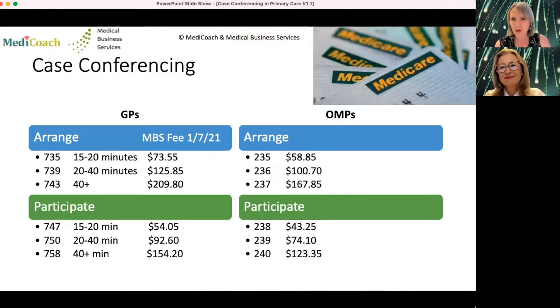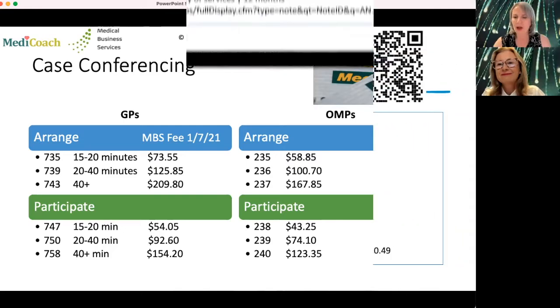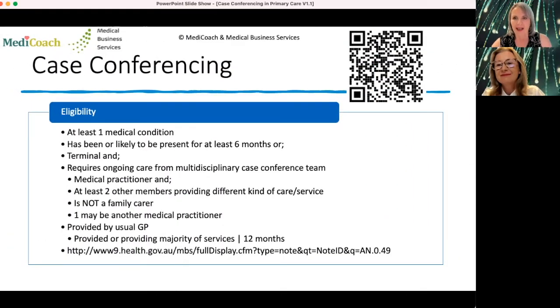Let's have a quick look too at what those item numbers are that had already been existing prior to this exciting new addition to the MBS. So the +2, any one of those members don't necessarily need to be able to claim from MBS. So we've kind of said, yay, Allied Health is now part of the team that will get reimbursed for it, but that isn't part of the eligibility for actually undertaking a case conference.